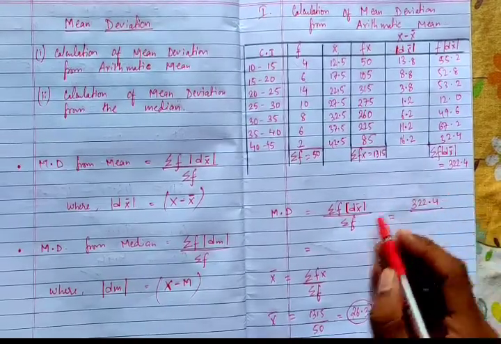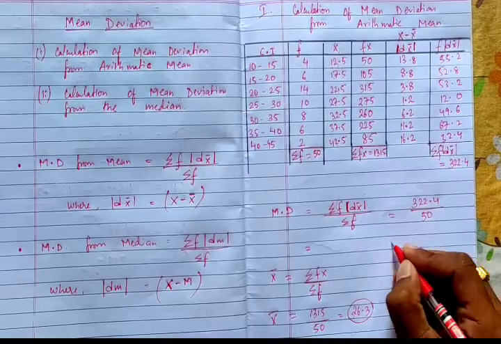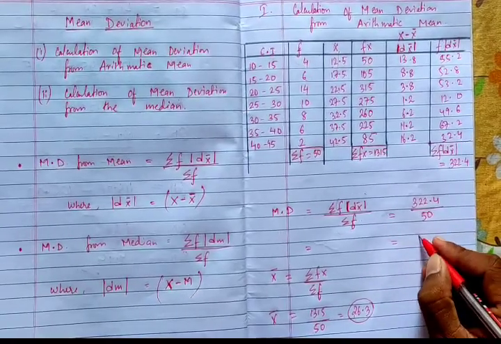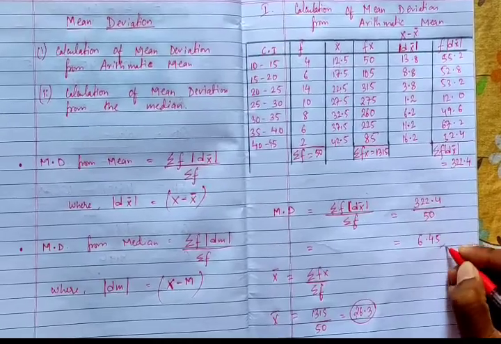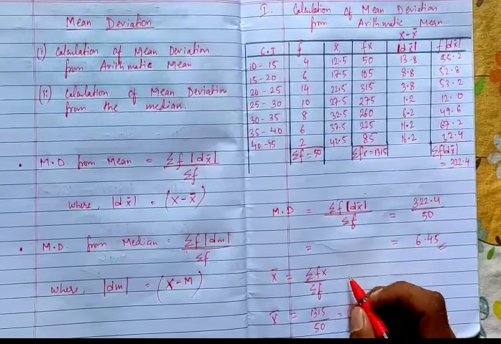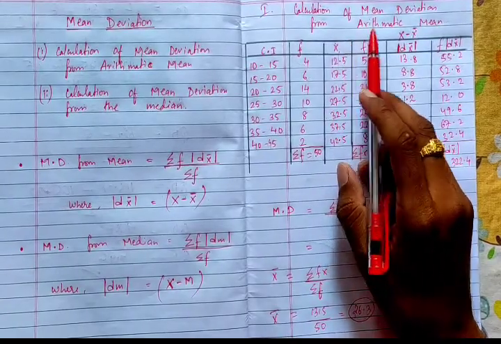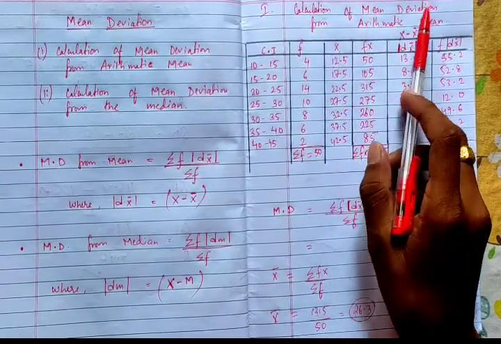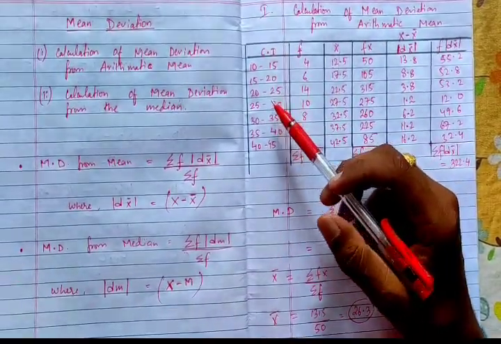322.4. And what is the total of summation f? 50. So when we divide it, you will get 6.45. So this is your mean deviation from arithmetic mean. I think it's clear to everyone. Now we'll do one more question where we'll calculate mean deviation from median. We'll use this same question for that.